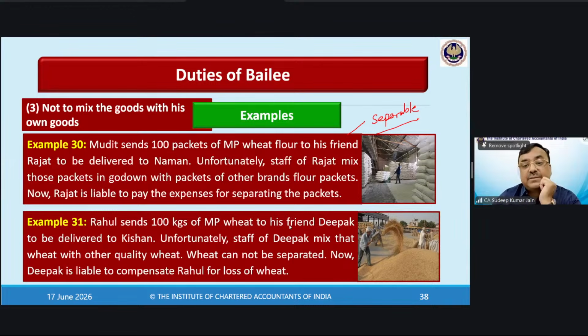But in example number 30, inseparable point, Rahul sends 100 kgs of MP wheat to his friend Deepak to be delivered to Kishan. Unfortunately, staff of Deepak mixed that wheat with other quality wheat. Wheat ही mix हो गया. If wheat is mixed with other quality of wheats, it cannot be separated. Now Deepak is liable to compensate Rahul for loss of goods. Please read example 30 and 31.